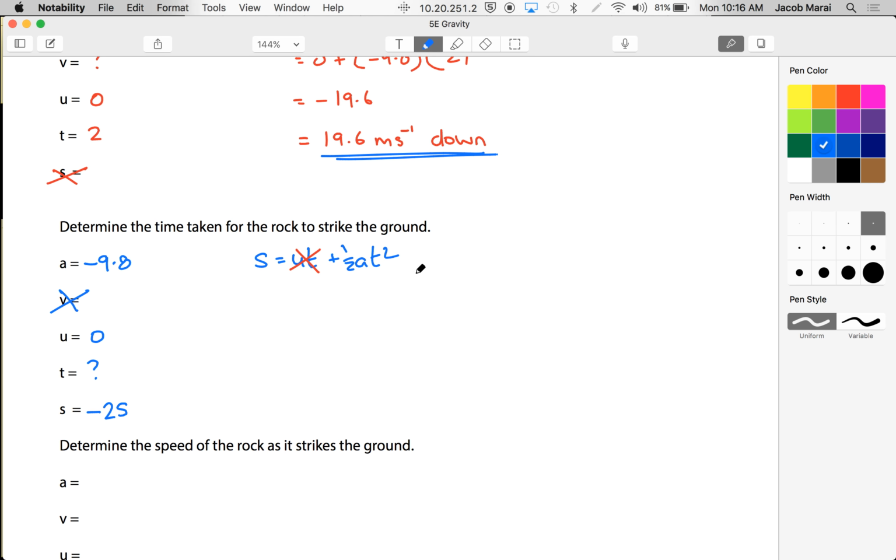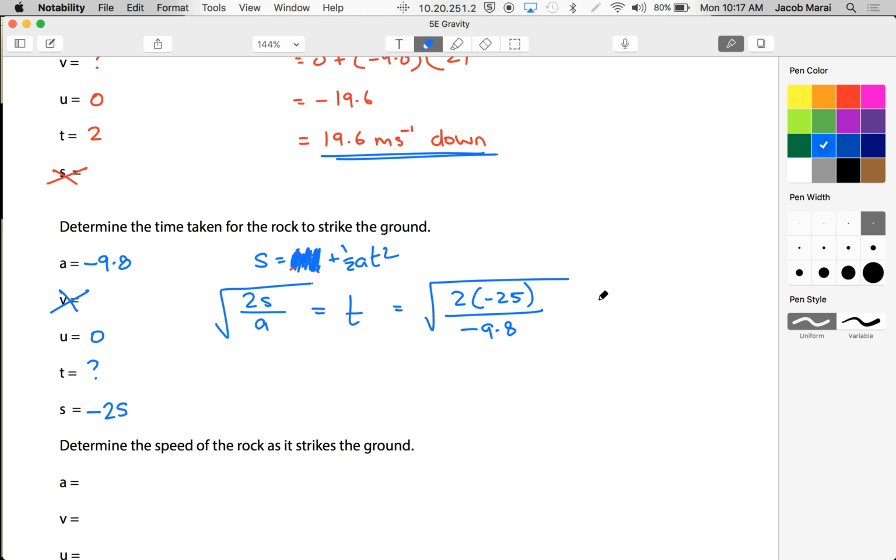Well, we'll have to rearrange it first. Times both sides by 2, divide by A, and take the square root. I hope you're all good at rearranging. If I ask you to rearrange for T, you do your reverse BIMDAS stuff, and there's your equation. So we can now go the square root of 2 lots of negative 25 over negative 9.8, square root of 50 over 9.8, square root of 5 point something, we get 2.26 seconds.